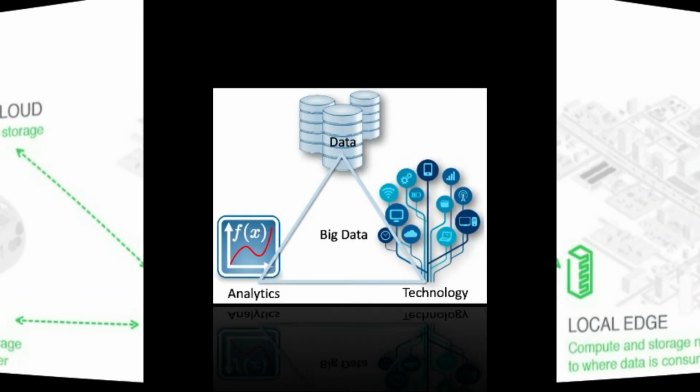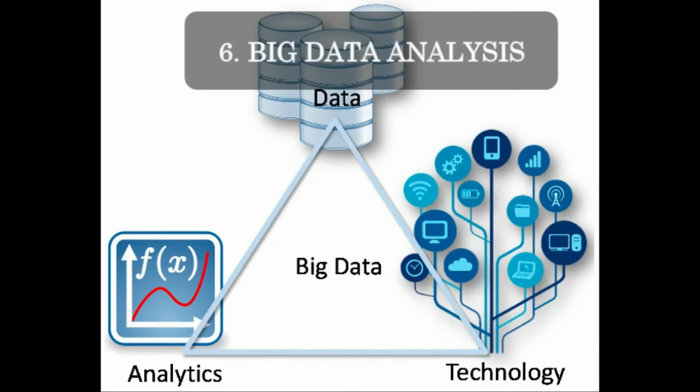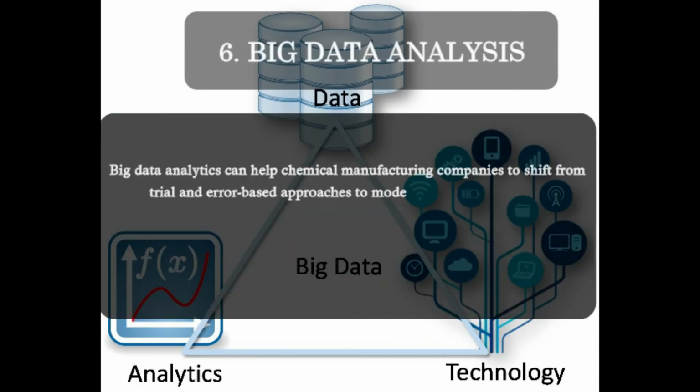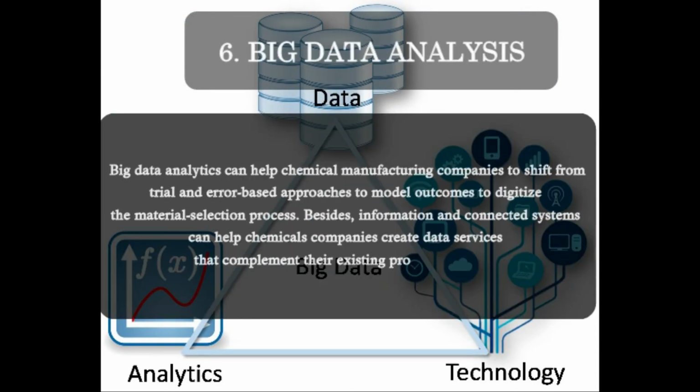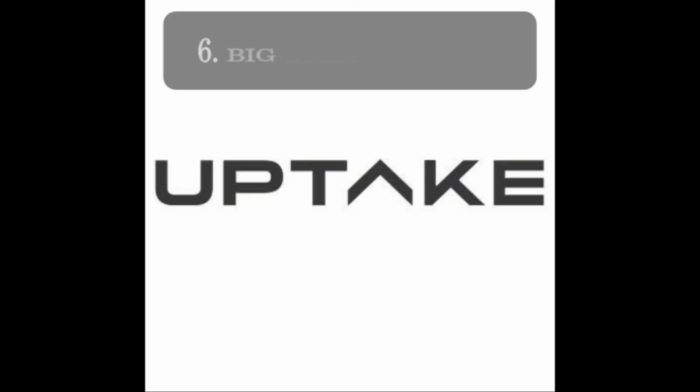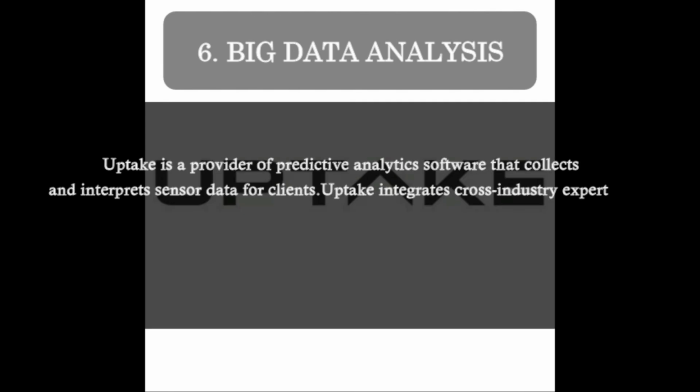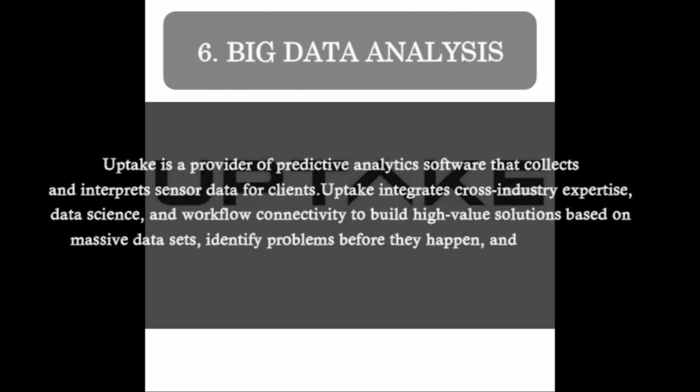Number 6 is through big data analytics. An example of big data analytics is Uptake. It's a provider of predictive analytics software that collects and interprets sensor data for clients. Big data analytics can help the chemical industry to shift from a trial and error-based approach to a model's outcome to digitalize the material selection process. Besides, it can help to identify the cause and develop a long-term remedy.